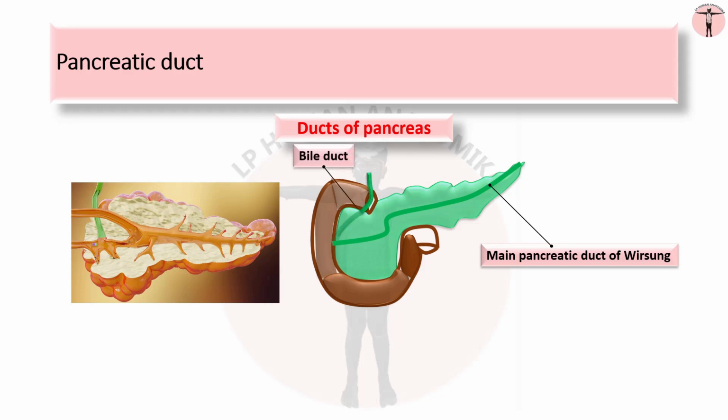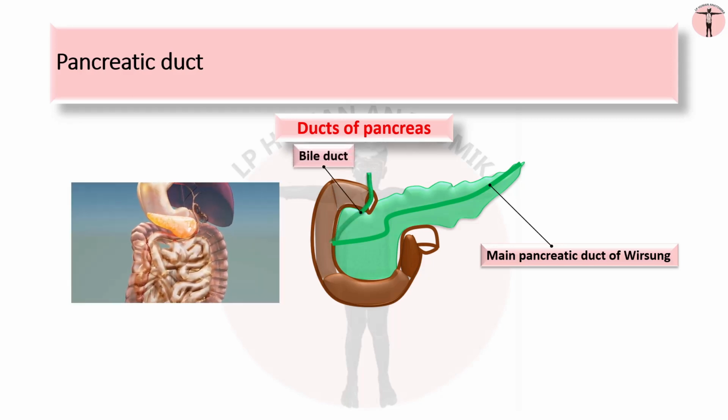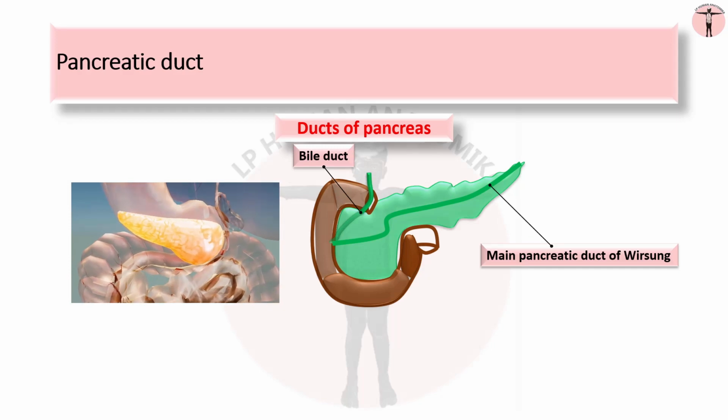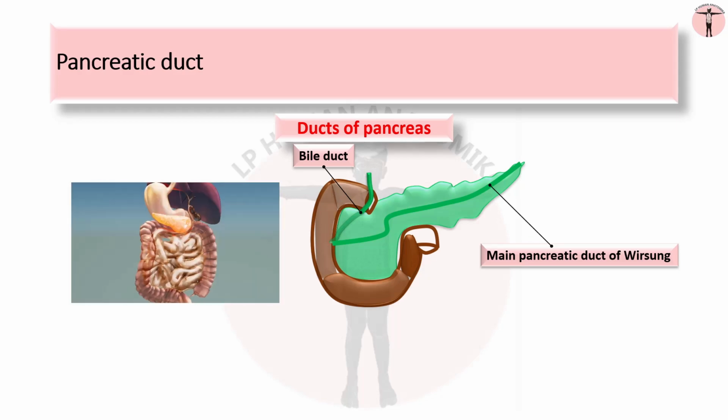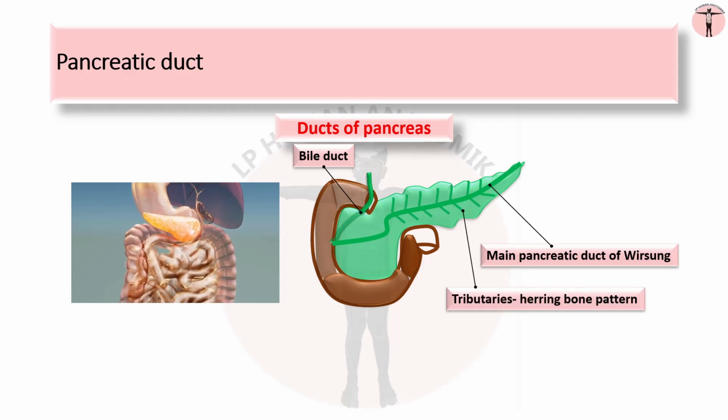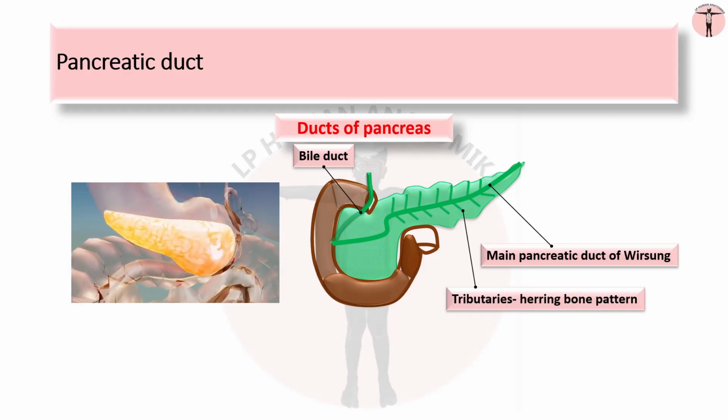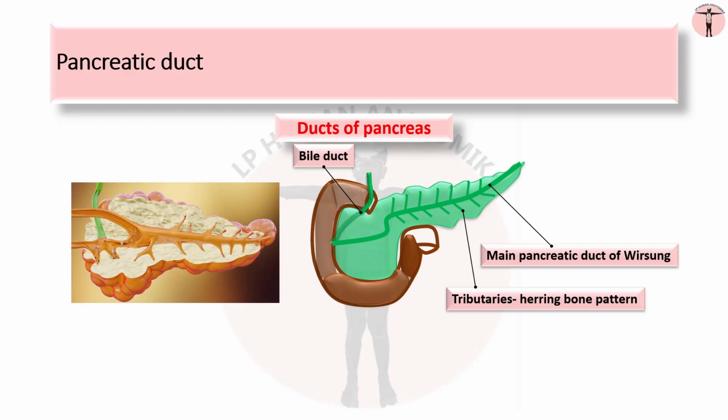It joins the bile duct as it pierces the duodenal wall to form the hepatopancreatic ampulla of Vater, which opens by a narrow mouth on the summit of major duodenal papilla, 8 to 10 centimeters to the pylorus. It receives tributaries throughout its length at right angle to its long axis in a herringbone pattern. It is the only duct in 90% of cases.